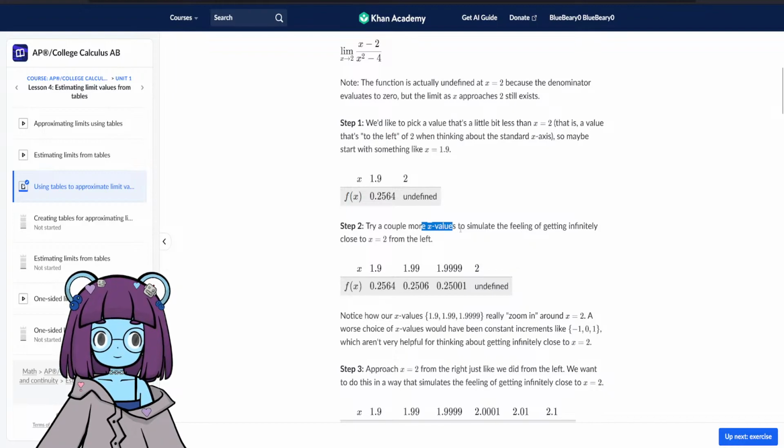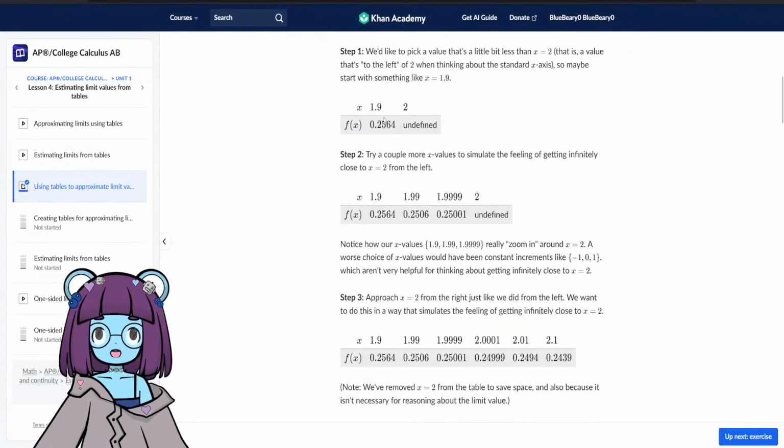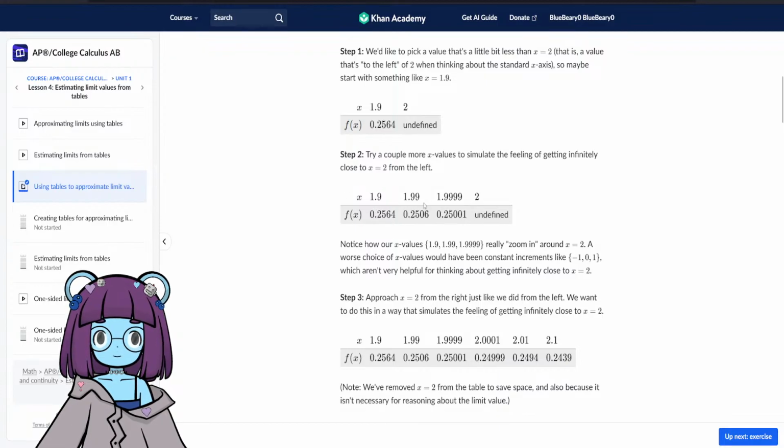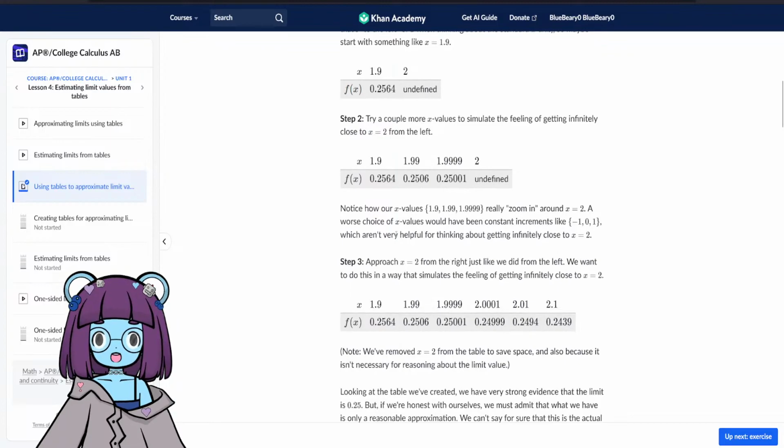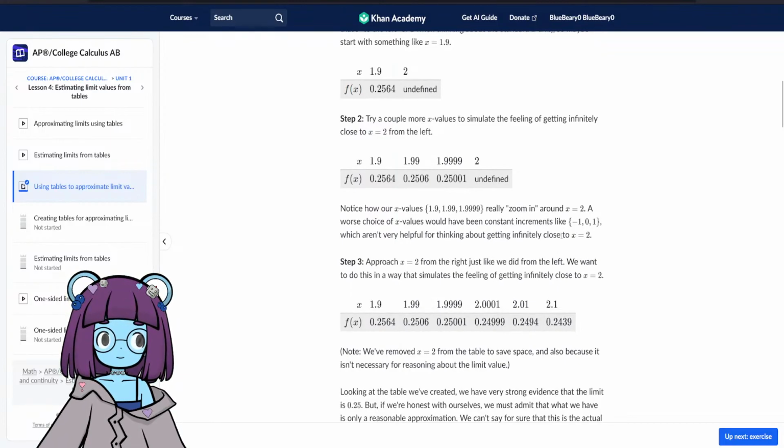Try a couple more x values to simulate the feeling of getting infinitely close to x equals 2 from the left. Alright, so this is from the right. No, this is from the left. Notice how our x values really zoom in around 2. A worse choice of x values would have been constant increments like 1, 0, or -1, 0, 1, which aren't very helpful for thinking about infinitely close to x equals 2.